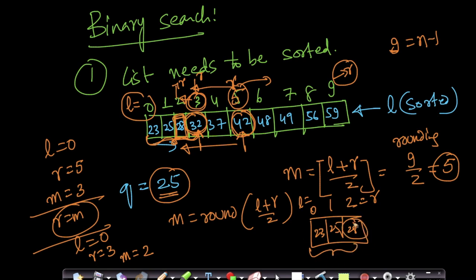Now I'll break this further. What is the central element here? It's 2. So I'll keep breaking it up until I find my 25. If the number doesn't exist, you'll reach a stage where L equals R equals M, because all of them point to just one number. That's called the termination case.